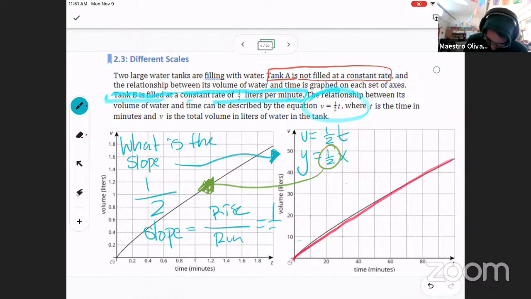So that means since the slope is 1/2, I go up by 1 and 2 to the right. Up by 1, 2 to the right. Up by 1, 2 to the right. What if I go up by 3? How much do I need to go to the right by?